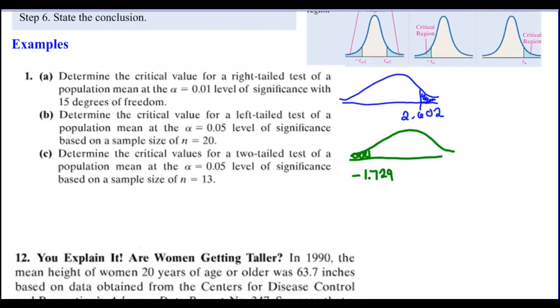And then for C, we have a two-tailed test. So literally we're going to have two tails, so two parts of it will be shaded. And it's telling us that we have alpha of 0.05. Well, we're actually going to split alpha up. So we're going to take that 5% error and put 2.5% in each tail, or 0.025 in each tail. And it tells us we have a sample size of 13, so that means we're going to have 12 degrees of freedom.